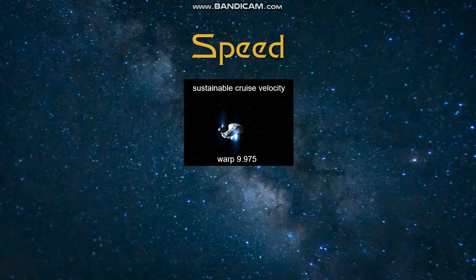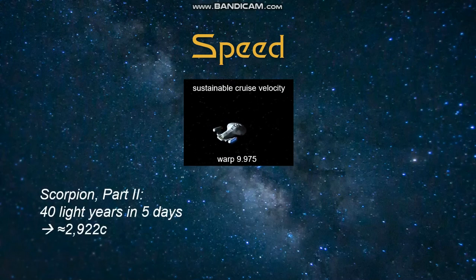Regarding Voyager's top speed, we know that the ship had a sustainable cruise velocity of warp 9.975. However, how fast is this exactly? We do have a couple of examples over the course of the show that give us a clue of what the ship's top speed was. For example, in the episode Scorpion, it was stated that the ship could travel 40 light years in 5 days. When you do the calculations, this works out to approximately 2,922 times the speed of light. Now this could be equivalent, or thereabouts, of warp 9.975. Possibly Voyager could have sustained that speed for 5 days, although I'm sure they couldn't have sustained it for years at a time.